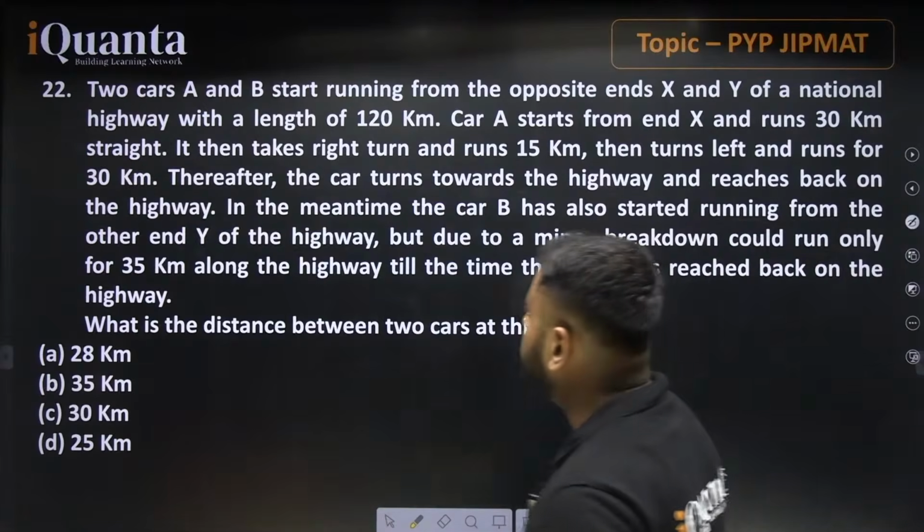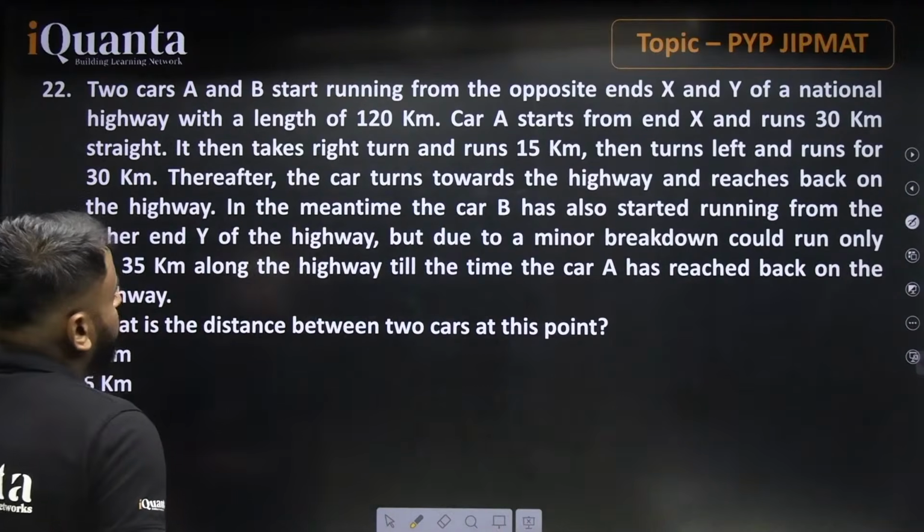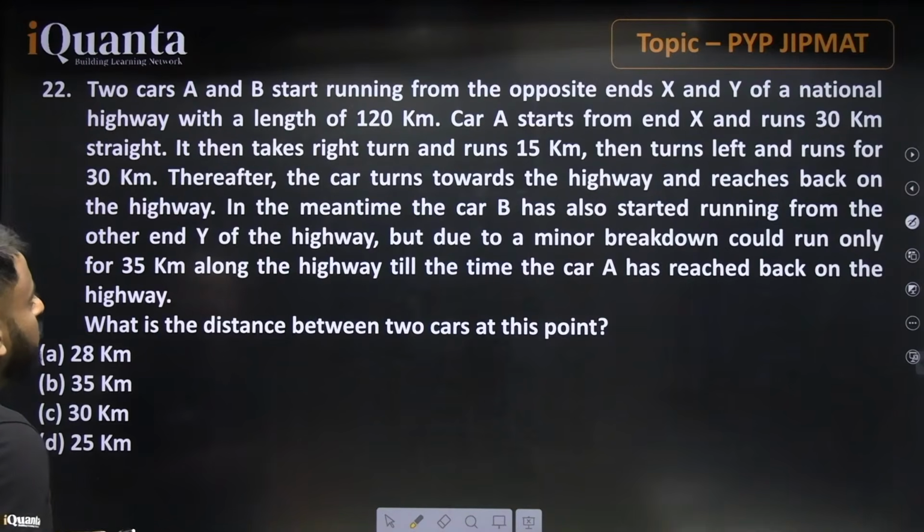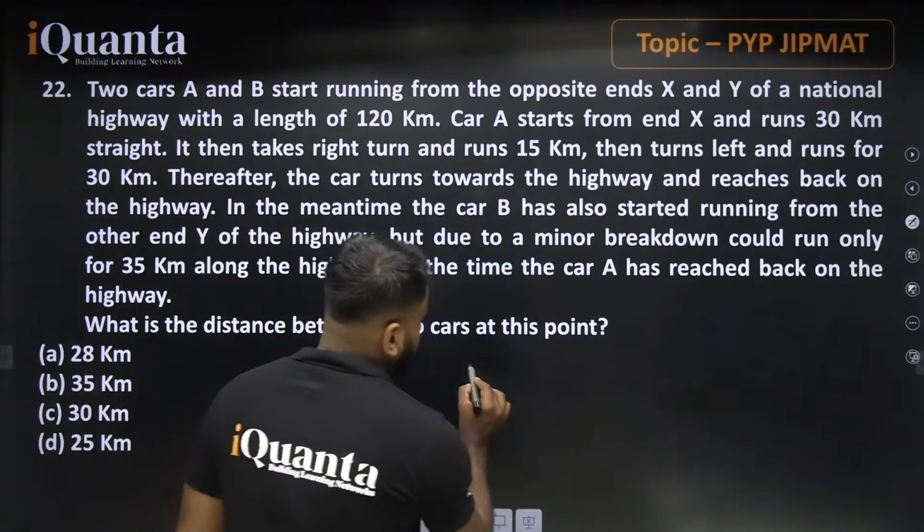So talking about the entire statement, 2 cars A and B start running from the opposite ends X and Y of a national highway with a length of 120 km. Car A starts from end X and runs 30 km straight. It then takes a right turn. Okay, so let's talk about that.